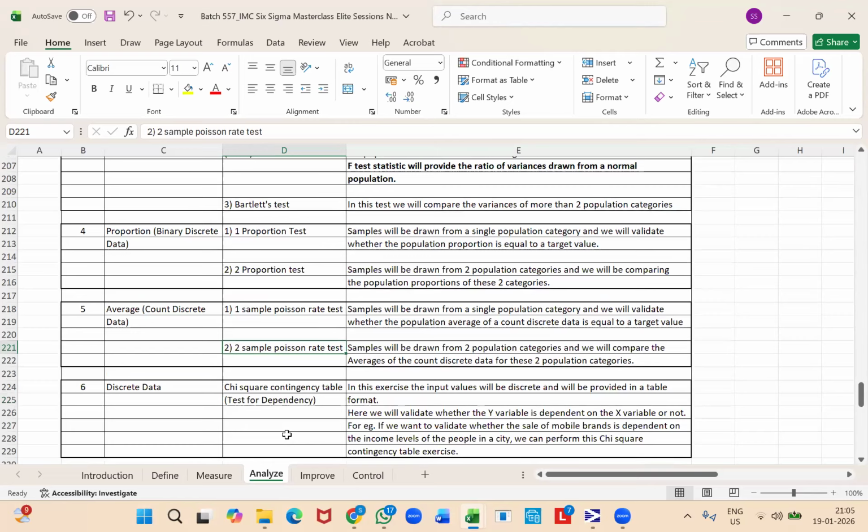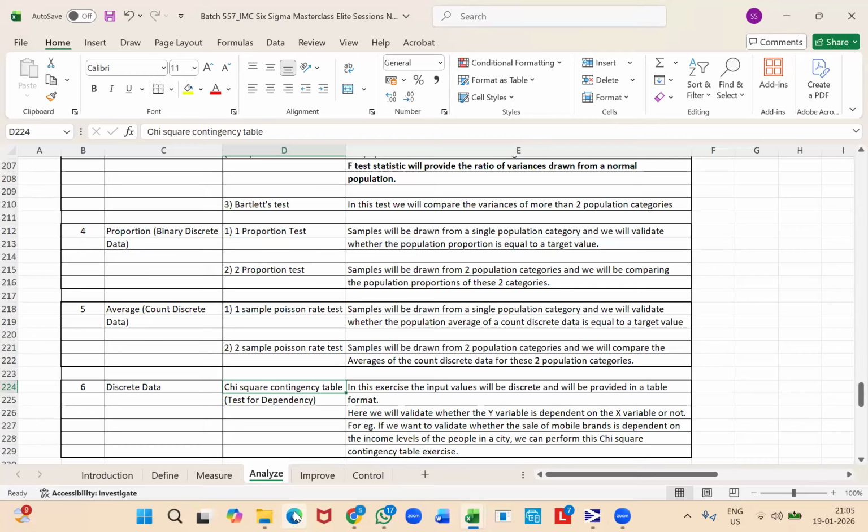And the final hypothesis test that we are going to look at is the chi-square contingency table. This chi-square contingency table is also referred to as the test for dependency. So what do we mean by test for dependency? Out of the two variables, the y variable denotes the effect variable and the x variable denotes the cause variable. Out of these two, which one will be referred to as the dependent variable, and which one as the independent variable?